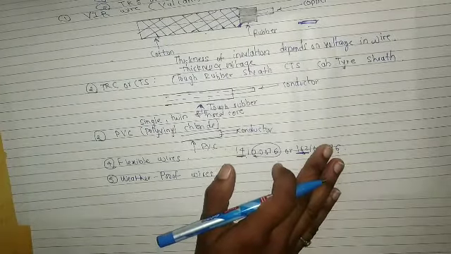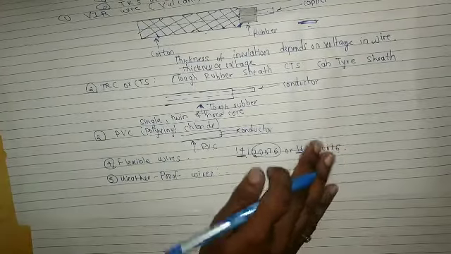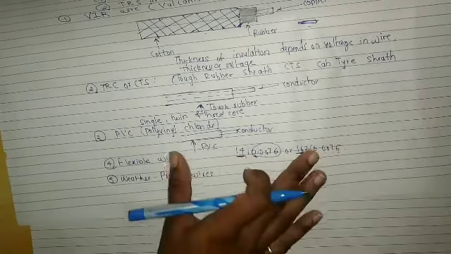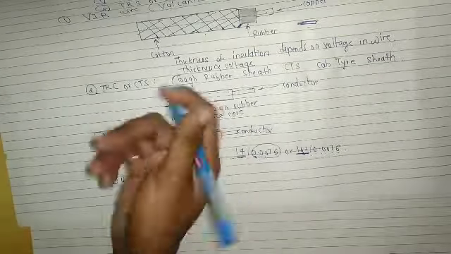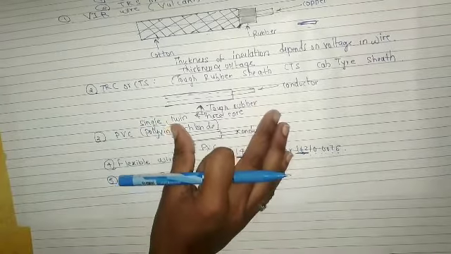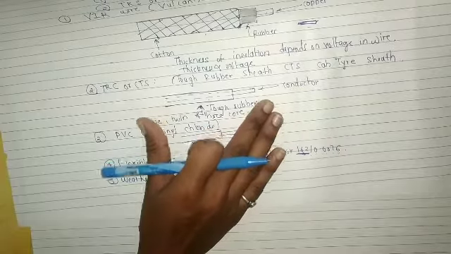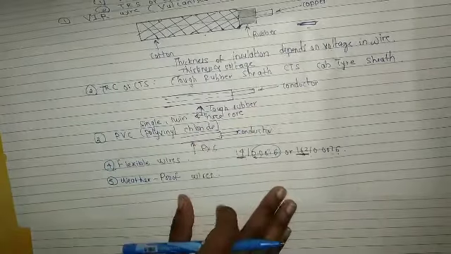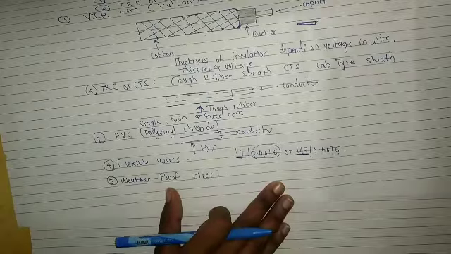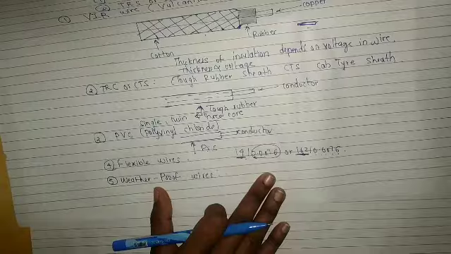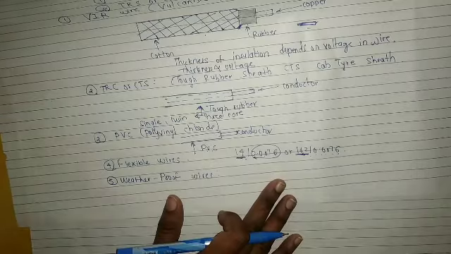Before the braids are applied, these are thoroughly saturated with waterproof compound. That means whenever these conductors are braided, made into a single conductor, they are saturated completely in the waterproof compound. So they will not get affected by water. They are water resistant. So where are they used? They are used for outdoor purposes such as service lines.